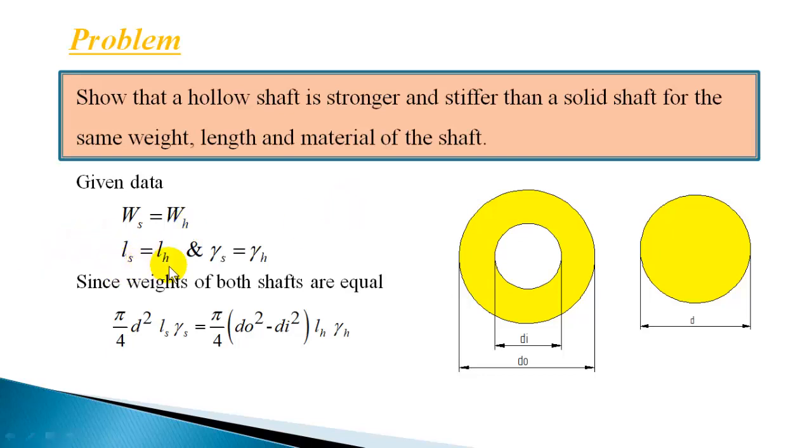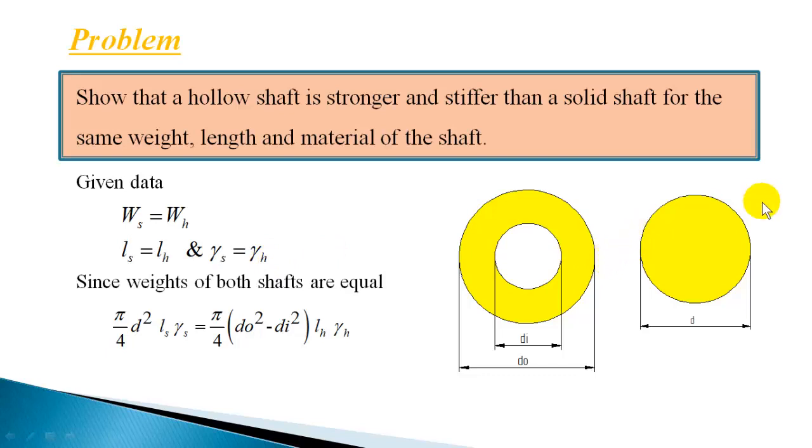Length of solid shaft is equal to length of hollow shaft, and materials are same. While materials are same, you will have the same rigidity modulus and the same specific weight, that is weight per unit volume. So weight per unit volume is a specific weight. I have denoted it by gamma. So specific weight of solid shaft is equal to specific weight of hollow shaft.